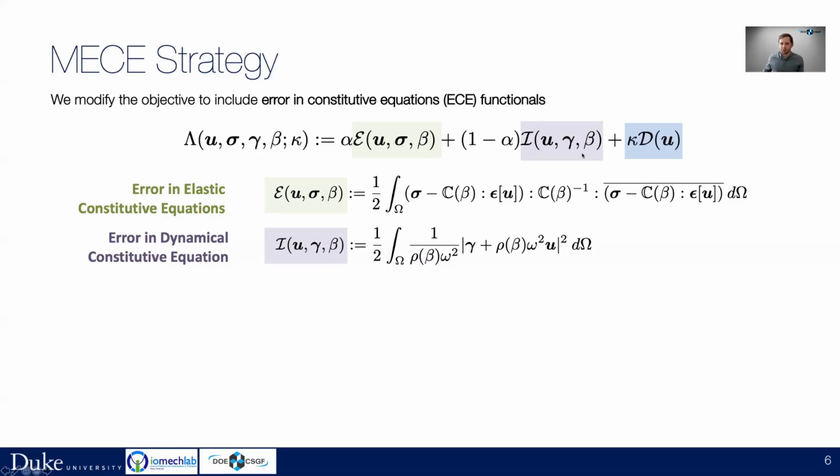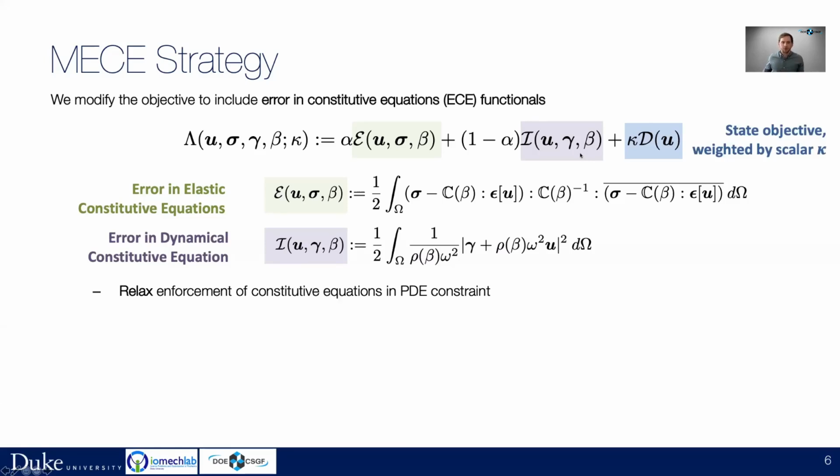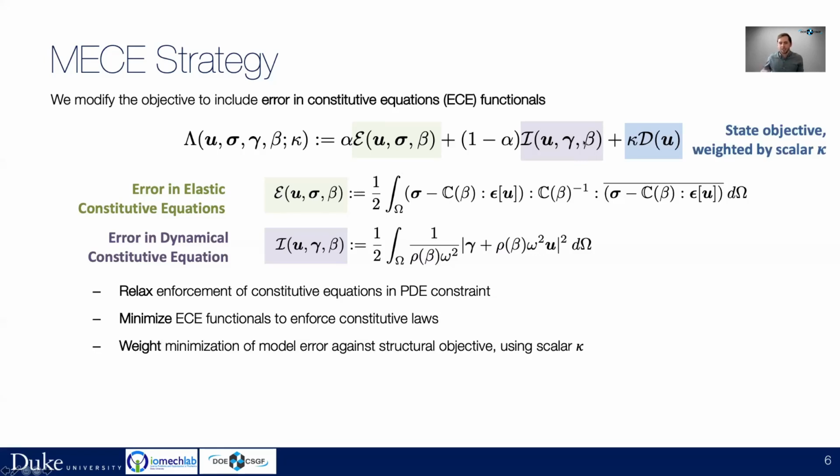We're going to relax the enforcement of the constitutive equations and the original PDE constraint, and instead minimize these ECE functionals to enforce the constitutive laws. We're going to weight this minimization of model error against the original structural objective using a scalar kappa.